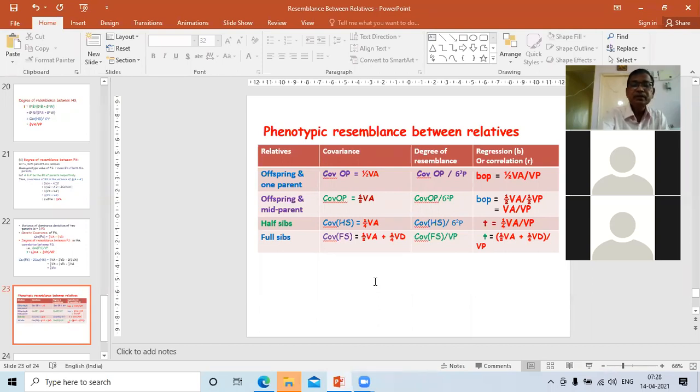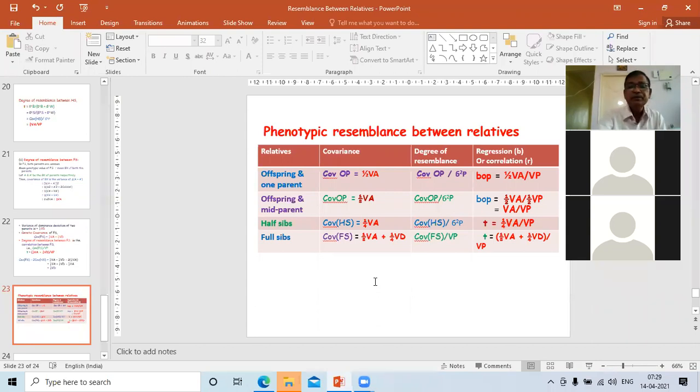In case of offspring and one parent, the covariance Cov OP is equal to half VA, and the degree of resemblance is equal to Cov OP by sigma square P, and it is measured in terms of the regression of offspring on parent, that is half VA by VP. And in case of offspring and mid-parent relationship, the covariance of offspring with mid-parent is equal to half VA. It is similar to that of the offspring and one parent. But the degree of resemblance is expressed as the covariance of offspring with the mid-parent by the total observed phenotypic variance, sigma square P, and the regression of offspring on mid-parent is equal to half VA by half VP, so the half cancels, and it is equal to VA by VP.